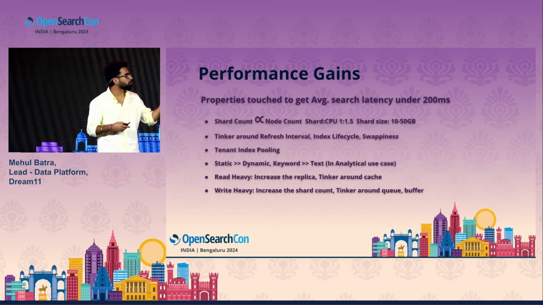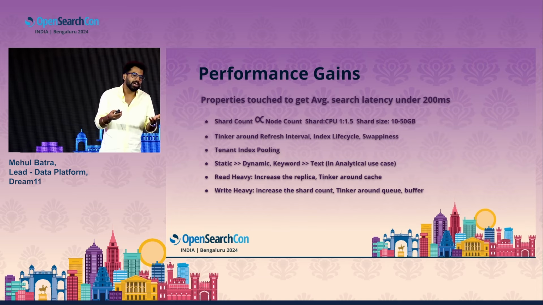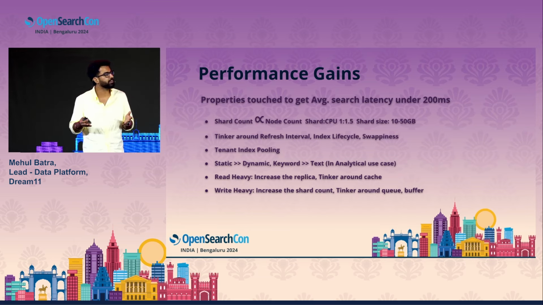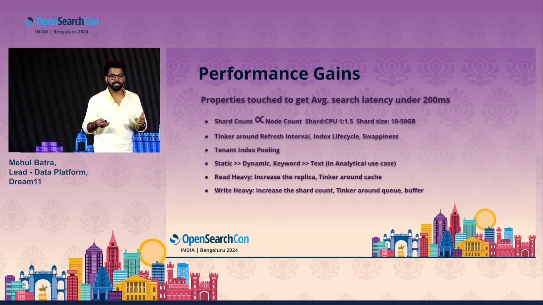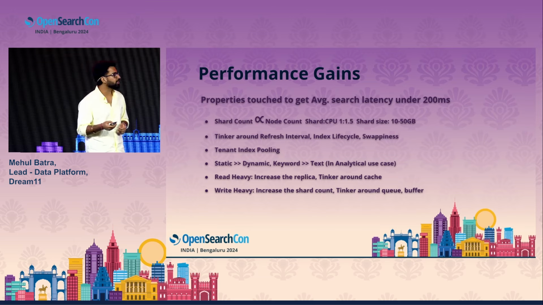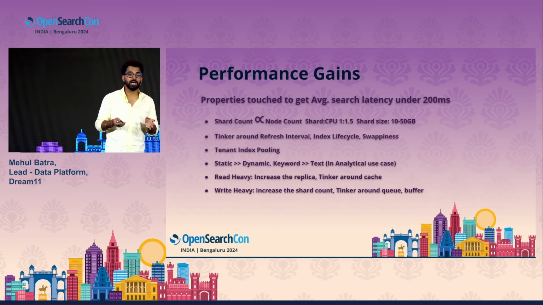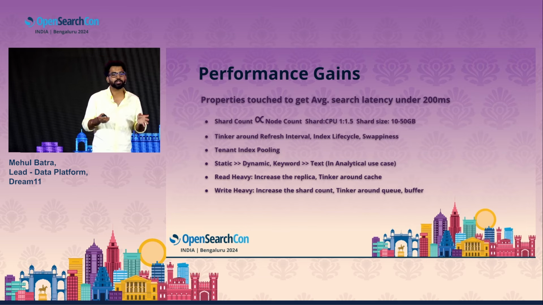Then some of the things were around refresh interval. Not every index that we are ingesting needs to be real time. So again, we tried to play around with different indexes and their different refresh intervals. Then the life cycle: not every index is supposed to stay in the data store for a month or a week or a day. So we came up with life cycle policies for the different indexes, and the swappiness. We played with the swappiness property and we disabled it to get the best performance out of our cluster. And as we said before, we were looking for multi-tenant support. So if you have multi-tenants and those tenants are relying on the same kind of data set, you can consolidate those indexes to increase your efficiency.